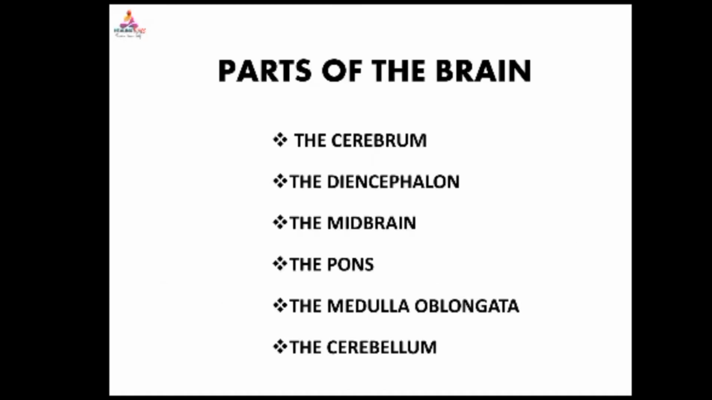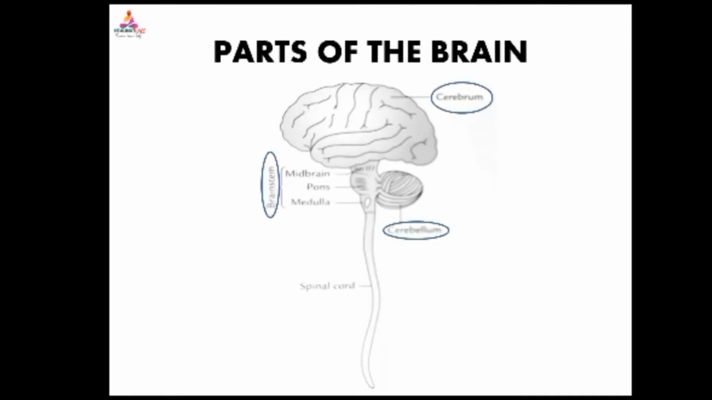Next are the parts of the brain. The main parts are, first, the cerebrum; second, the diencephalon; third, the midbrain; then the pons, medulla, then the cerebellum. See the picture. These are the parts.